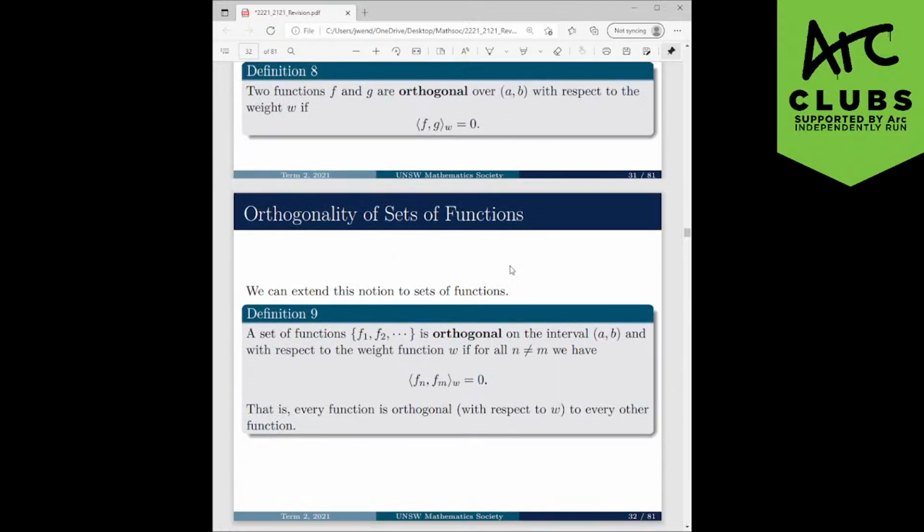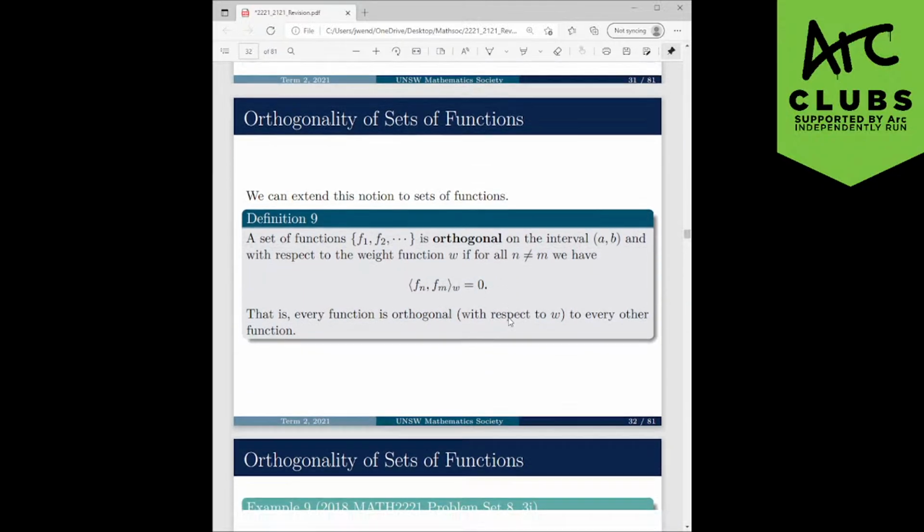We can extend this to sets of functions. So consider you have a set of functions, f1, f2, and so on. This set will be orthogonal if you can take any pair. You see here, n is not equal to m, just ensuring that we're actually taking a pair of functions and not the same function twice. If f_n and f_m's inner product with respect to the weight function w is 0 for all the pairs, then this set overall is orthogonal with respect to w.